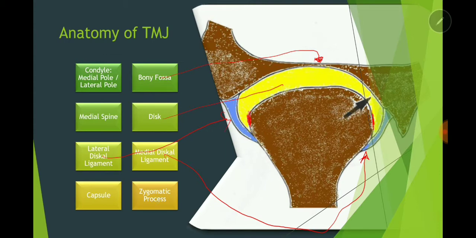And as we saw in the last lecture, the zygomatic process, so the zygomatic process is here, okay? And the capsule, so the capsule here should be here, all right? And the medial spine is right there. Okay.